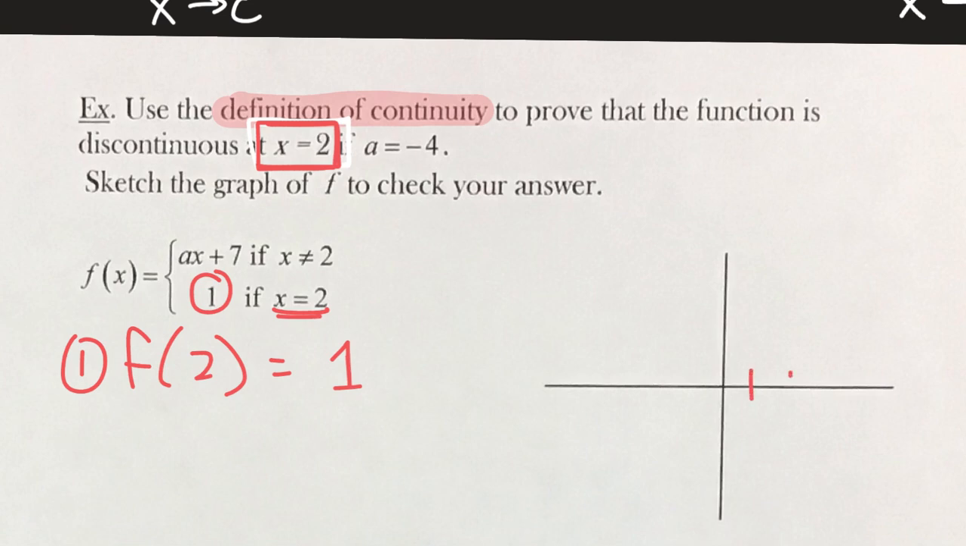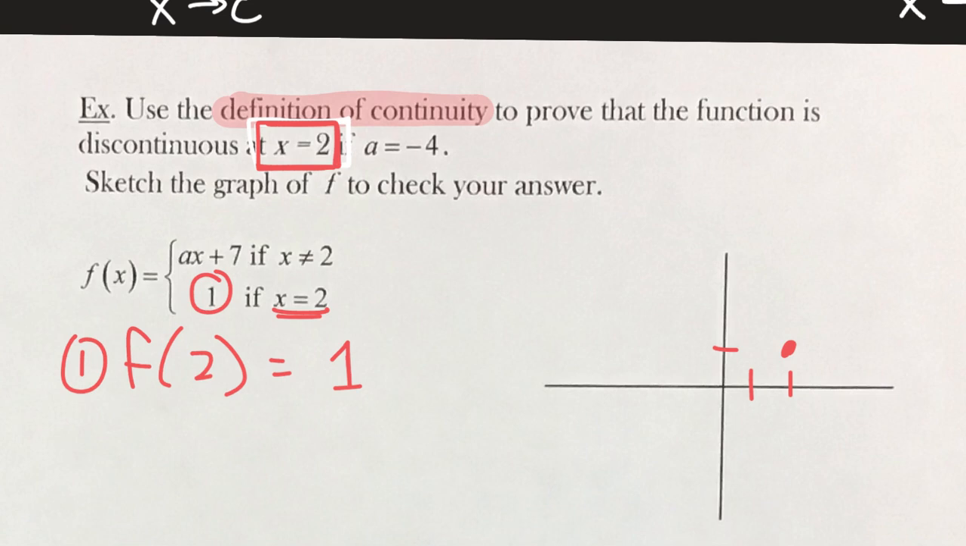So that means if I were to go 2 units to the right and 1 unit up, that would be my point for this graph. So f of 2 is positive 1. Bam, it exists, right? It's been defined. The y value is defined because we have x equals 2.